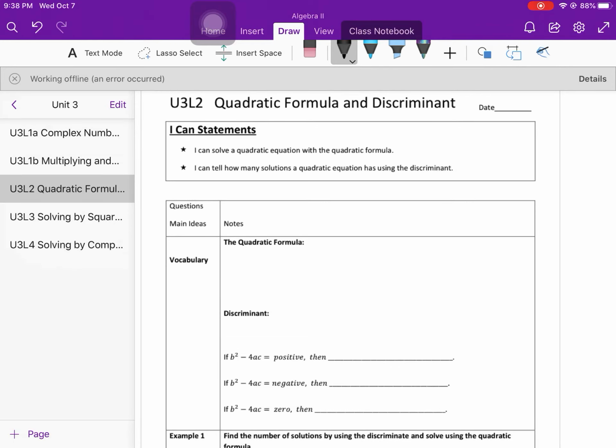Hey guys, welcome to Unit 3, Lesson 2. Today we're going to be talking about the quadratic formula and the discriminant.